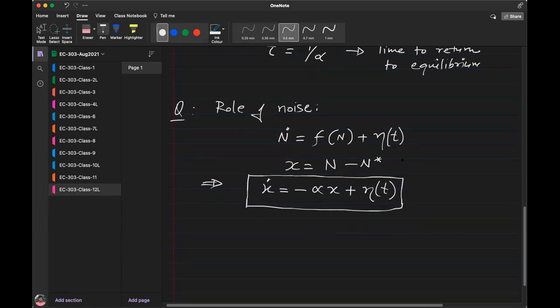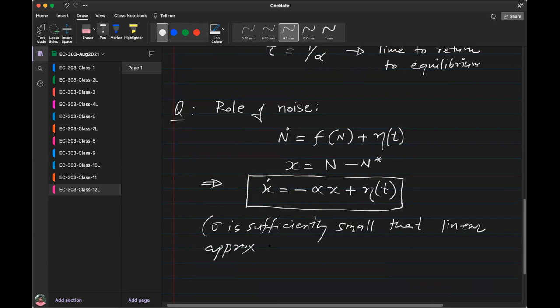Okay, so now of course when we do this, the assumption is that x is small, and for this equation to hold true, x must continue to be small, which means the strength of noise is sufficiently small that the linear approximation holds true. Okay, so that's when we can use this: sigma sufficiently small that the linear approximation around equilibrium holds true. This is just recapping what we have done so far.